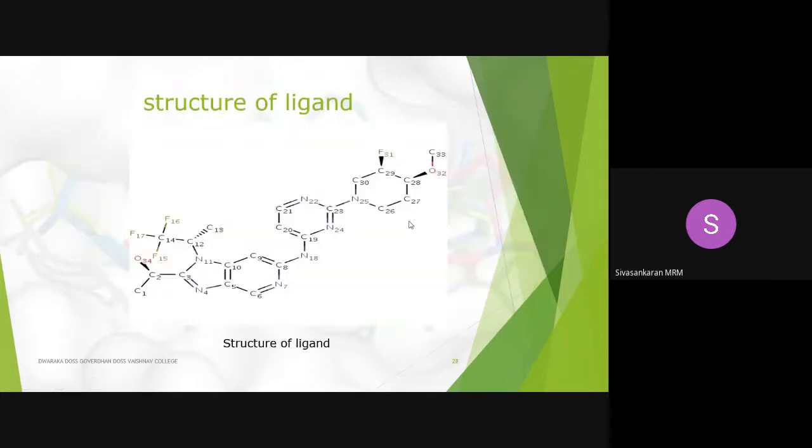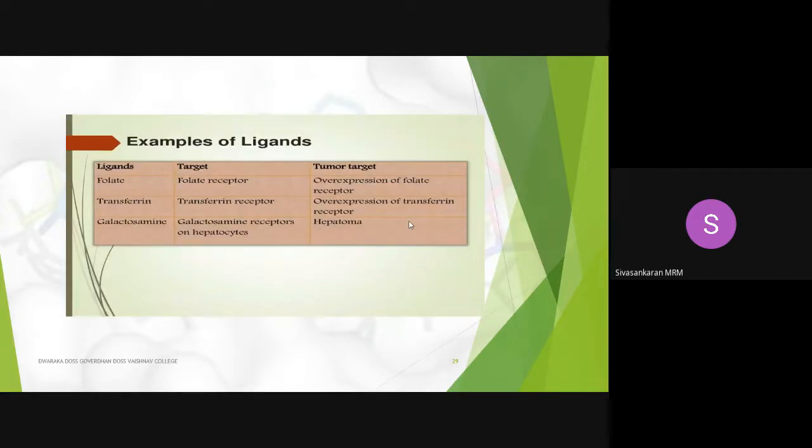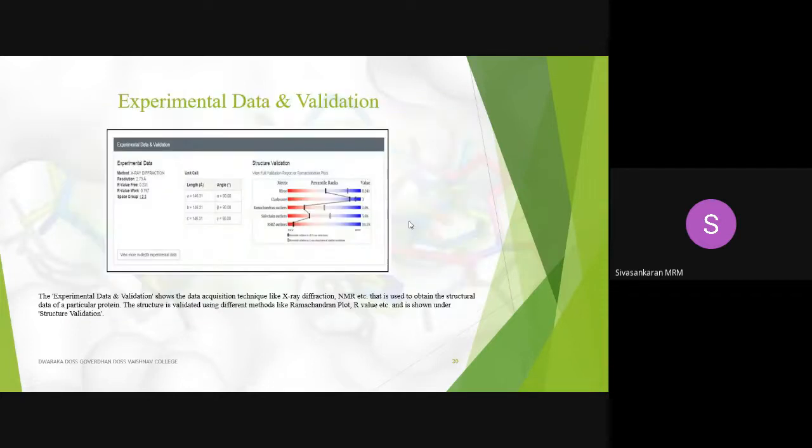This gives you the idea about the structure of a ligand. Here the examples of ligands are folate, transferrin, and galactosamine. The target for folate is the folate receptor, the target for transferrin is the transferrin receptor, and galactosamine targets receptors on the hepatocytes. So these are tumor target ligands. These basically go and target the proteins involved in tumor pathways.